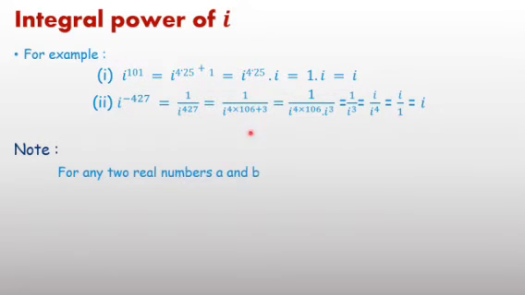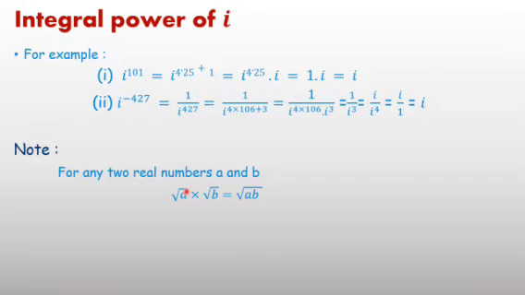In this pattern, if any power of i is given, positive or negative, you can write it in the form of 4k plus r, and after that calculate the value. One more result which you should remember, that is very important.